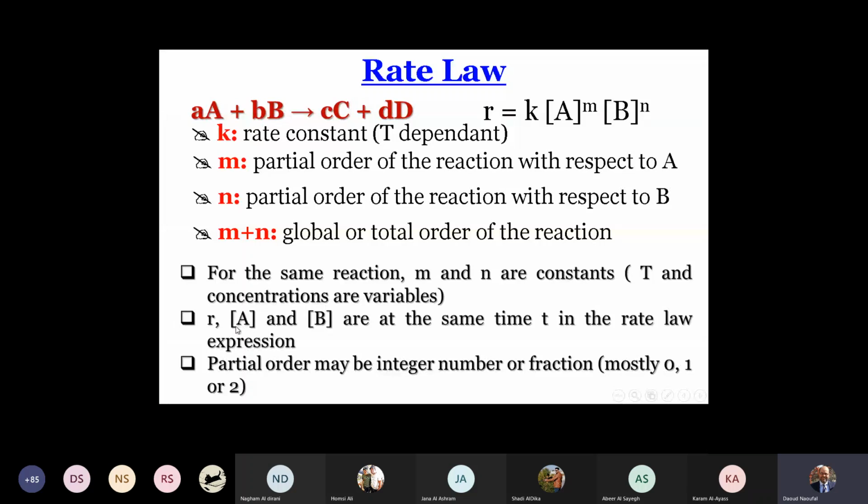So pay attention: in the same rate law expression, R, A, and B should be used at the same time t. The partial orders M and N may be integer numbers or fractions. In your curriculum this year, M and N are in most cases 0, 1, or 2.